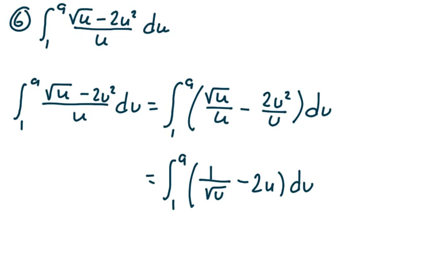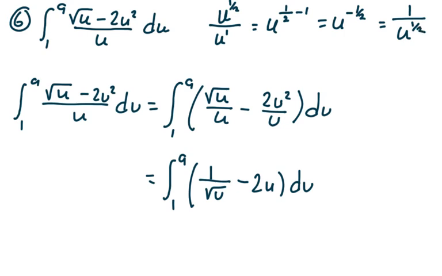Now, if we're not sure about that first term, square root of u is u to the 1/2, and I'm going to divide by u to the first, right? But by properties of exponents, this is u to the 1/2 minus 1. But 1/2 minus 1 is negative 1/2. And so this is u to the negative 1/2, which can be written as 1 over u to the 1/2. And u to the 1/2 is the same as the square root of u. So we get the integral from 1 to 9 of 1 over the square root of u minus 2u du.